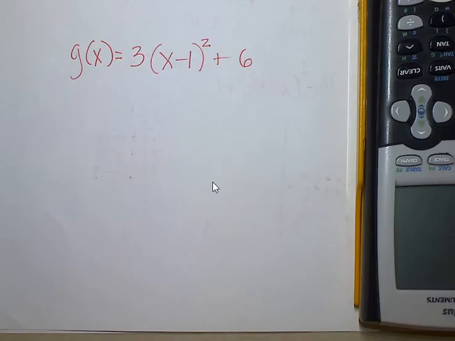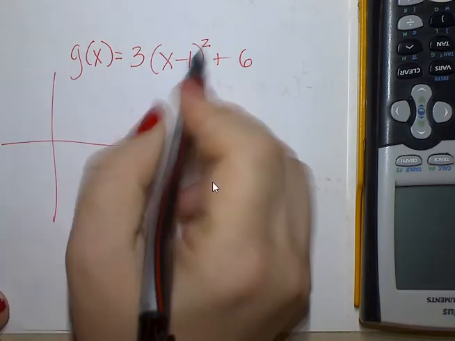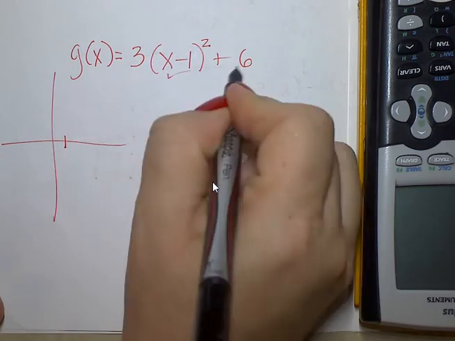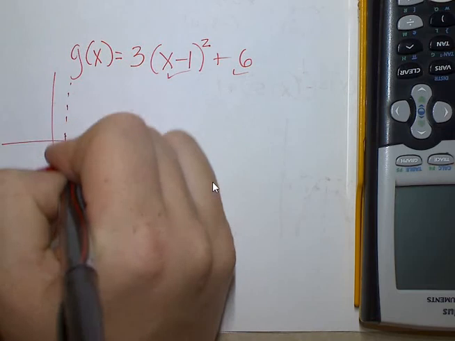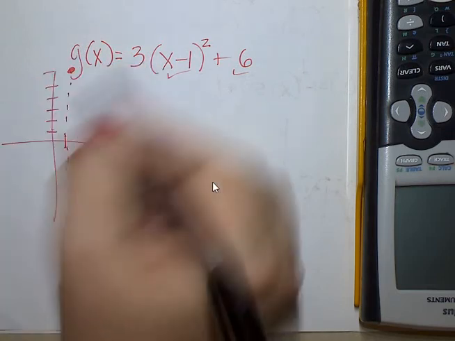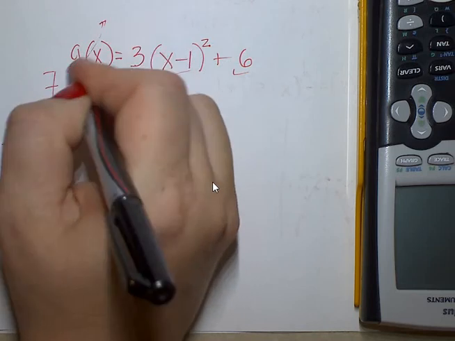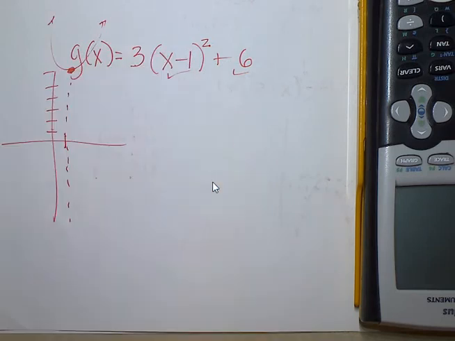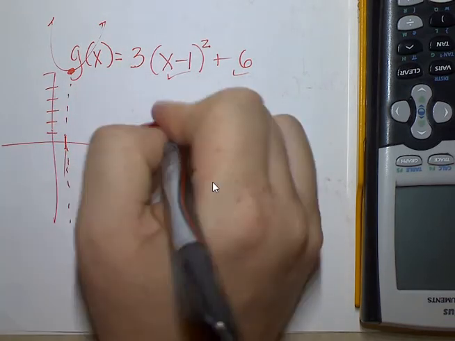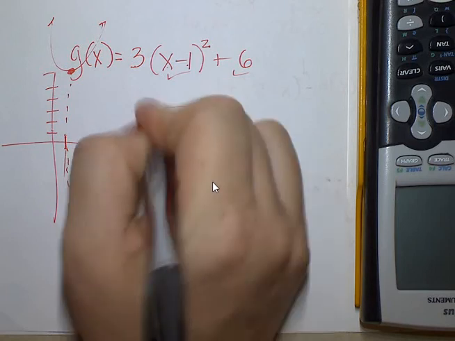So I'm going to do a real rough graph here. This says go to the right 1 and go up 6. Right 1 and up 6. There's your vertex. Because it's positive, I know it's opening upwards. This problem asked to identify the equation of the line of symmetry. It cuts through the x-axis at a value of 1. Problem is done.